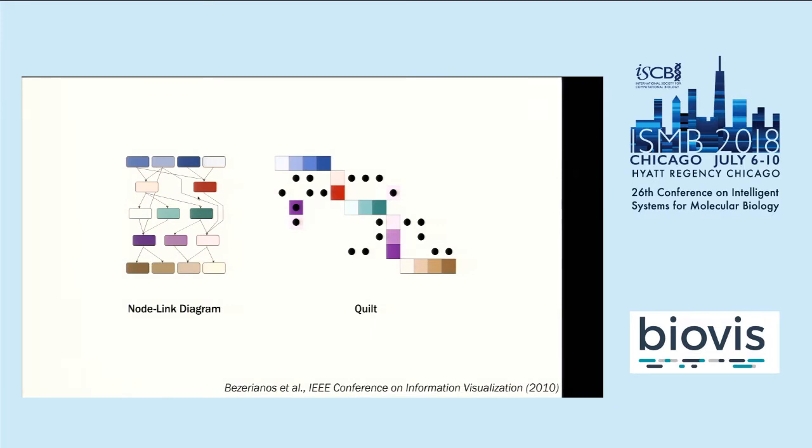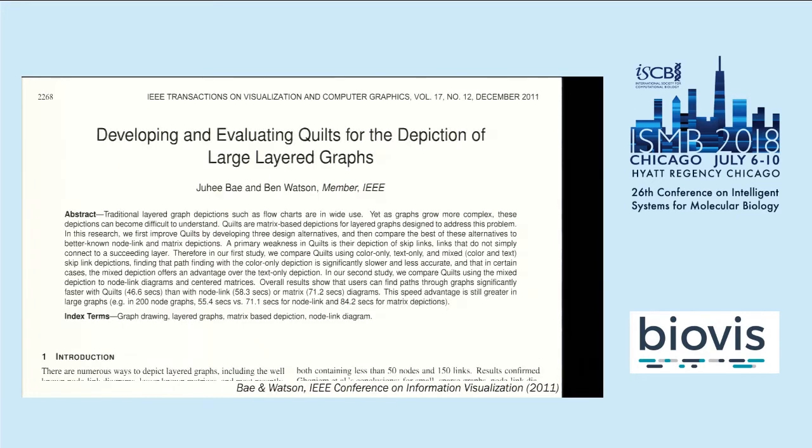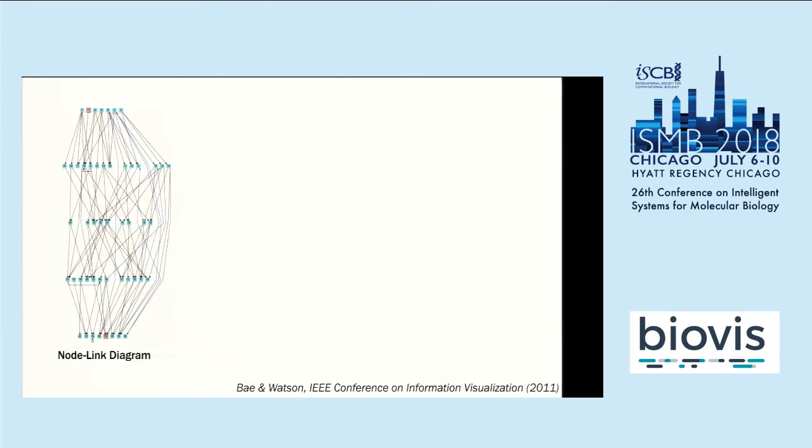And the reason why I think this is interesting, and I want to show you a second example from a paper that came out a year later, developing and evaluating quilts for the depiction of large layered graphs. For some of you who are working with biological networks, there are a lot of layered graphs in biology. For example, gene regulatory networks often have fairly layered structures. This could really be an interesting approach to looking at these kinds of networks.